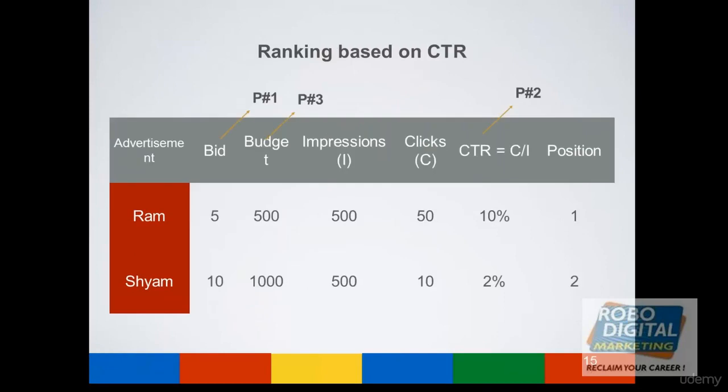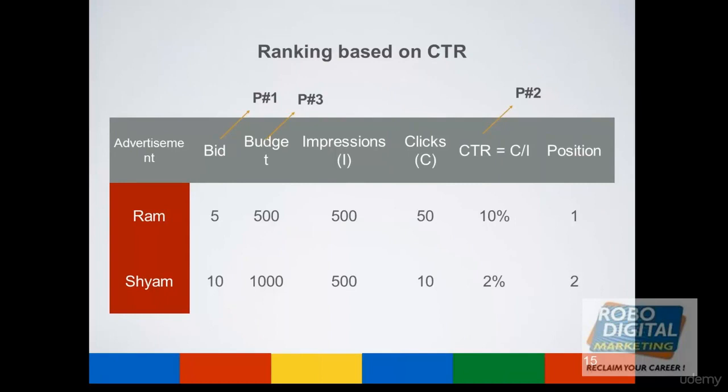Okay. Next thing is, Ram and Shyam, the budgets are same. But if you look at the metrics, Ram is having a CTR of 10%. How we calculate CTR is impressions and clicks. His ad is shown 500 times and it gets clicked 50 times. Shyam's ad is shown 500 times and his ad is clicked 10 times. So CTR is 10 upon 500 in the second case, that will come out to be 2%, and in the first case 50 upon 500, that will come out to be 10%.